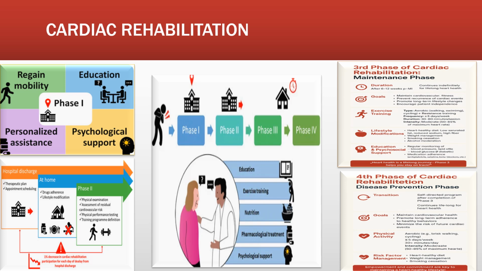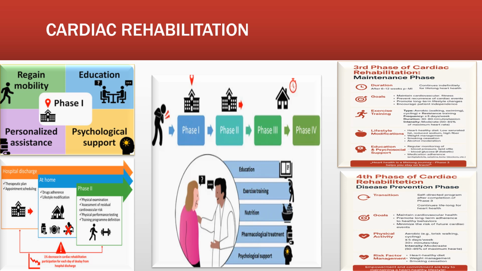So what are these? It is divided into 4 phases: phase 1, phase 2, phase 3, phase 4. As you can see in the picture, from the time the patient arrives with chest pain, he is now in your hospital in phase 1. What we are doing is helping him regain mobility, education, personalized assistance, and psychological support.